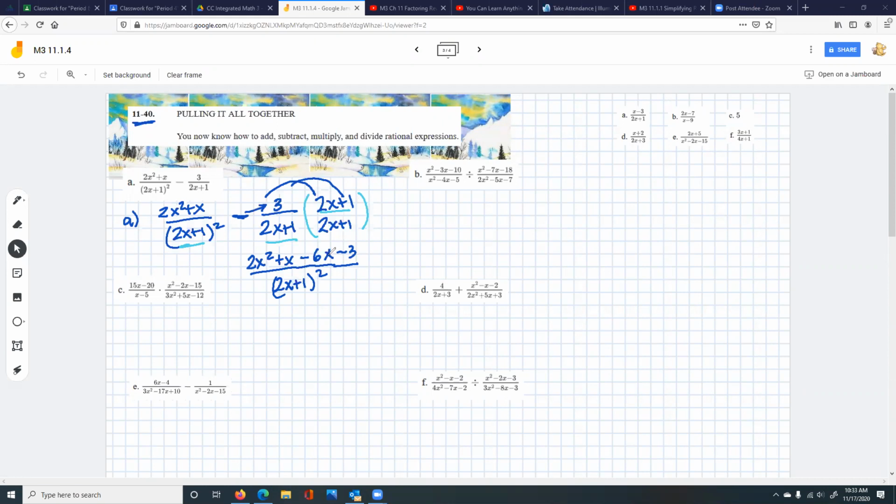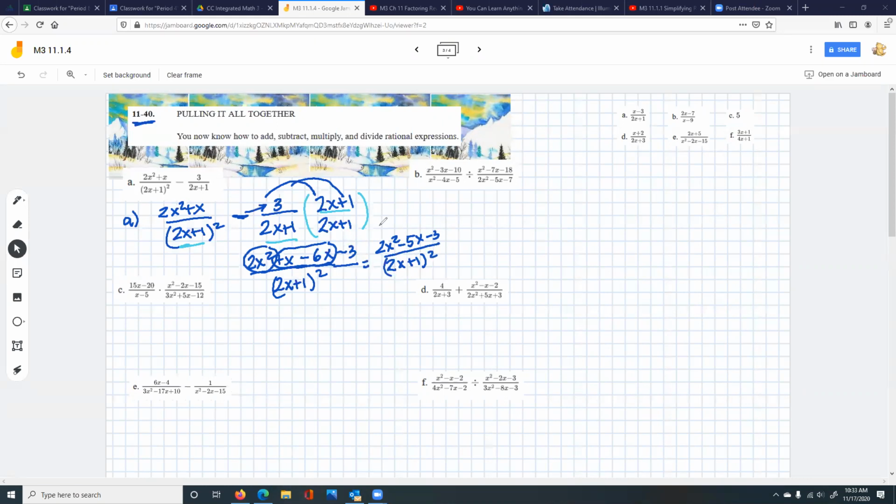Now we're going to combine like terms. First I'll start with 2x squared. There's nothing to combine there. And then I have a 1x minus a 6x, that's minus 5x. And then minus 3 all over 2x plus 1 squared.